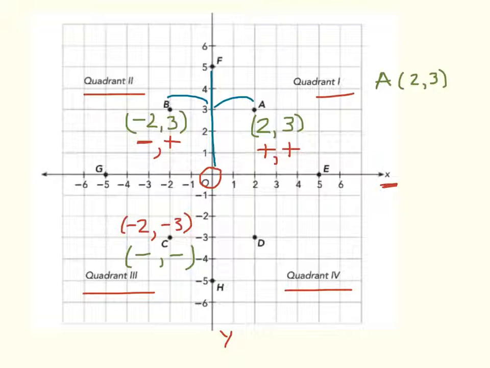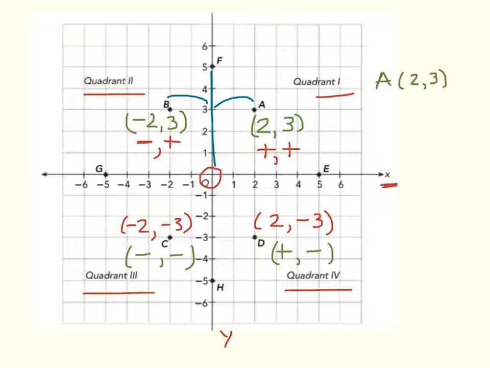Now let's look at Quadrant 4, where point D resides. Point D is 2 units to the right of the origin, so its x-coordinate is +2, and its y-coordinate is 3 points down from the origin, which is -3. The ordered pair is (2, -3), and whenever you have a point in Quadrant 4, it will always have a positive, negative ordered pair. Okay?